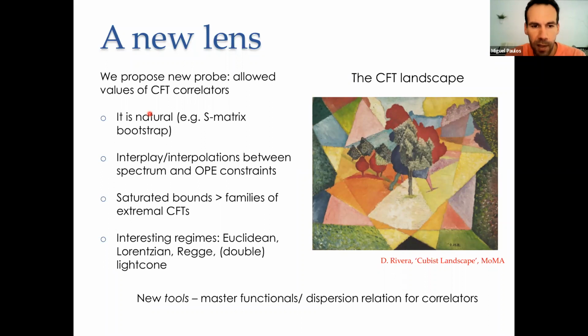We'll see that in the process of studying these bounds, we'll also end up with some new tools, something that I call master functionals. These master functionals lead to certain crossing symmetric dispersion relations for correlators on the line.